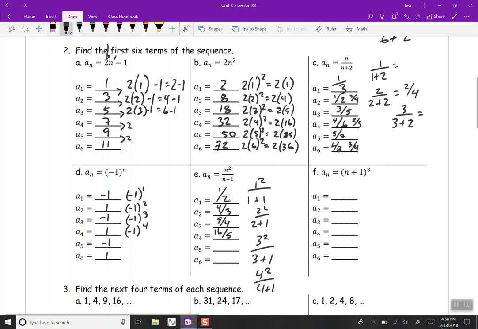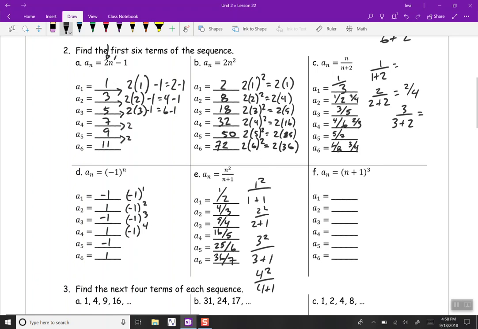Do we see a pattern? Well, definitely here. 2, 3, 4, 5. So that'll be 6 and that'll be 7. And what's happening here? 1, 4, 9, 16. We're just squaring those numbers, right? So this will be 25 and this would be 36.